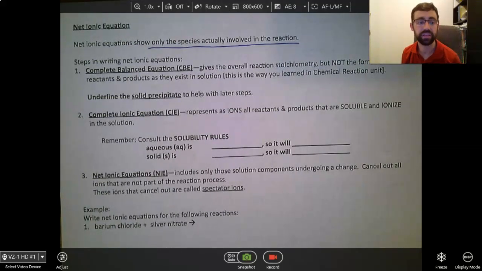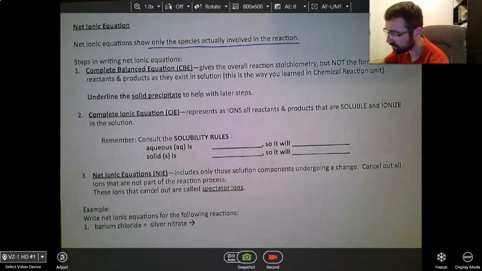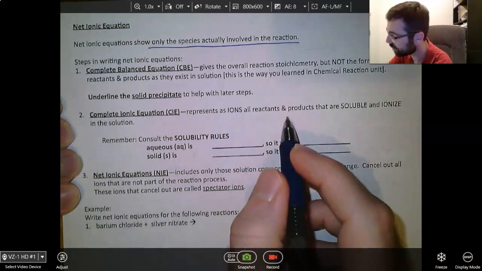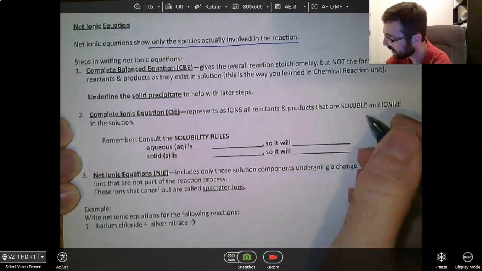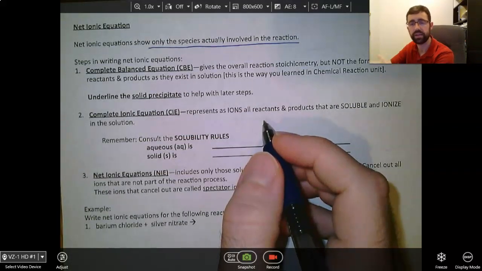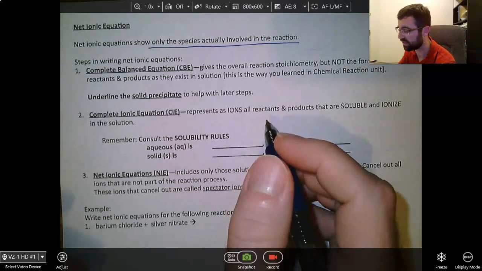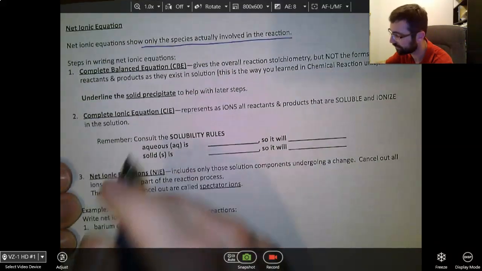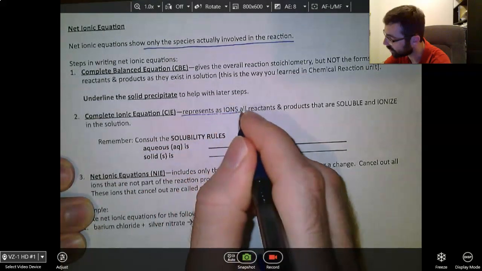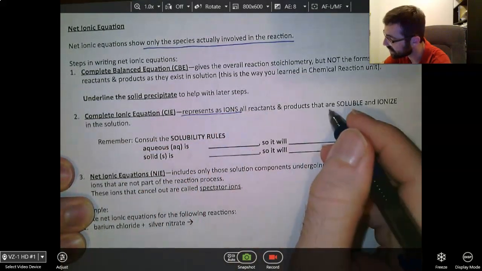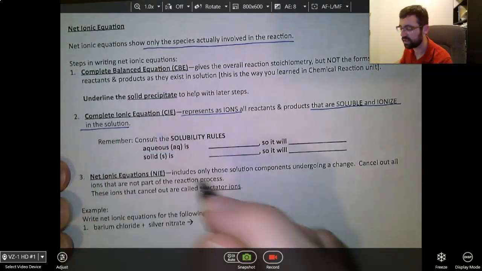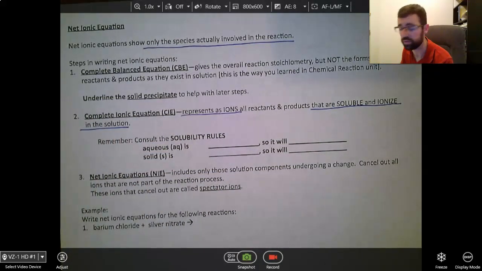Okay, so now the complete ionic equation. We are going to represent as ions all the reactants and products that are soluble and ionized in the solution. That's why we learned to write the dissociation reaction. So remember to consult the solubility rules to do this.